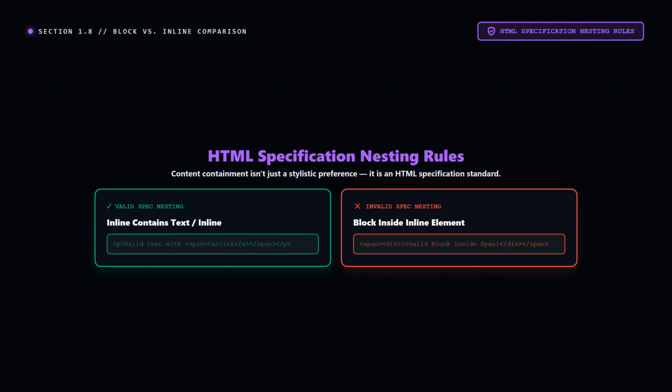Inline elements are typically used for text-level semantics and should generally contain only other inline elements and text, not block elements. This isn't just a stylistic choice. It's part of the HTML specification.